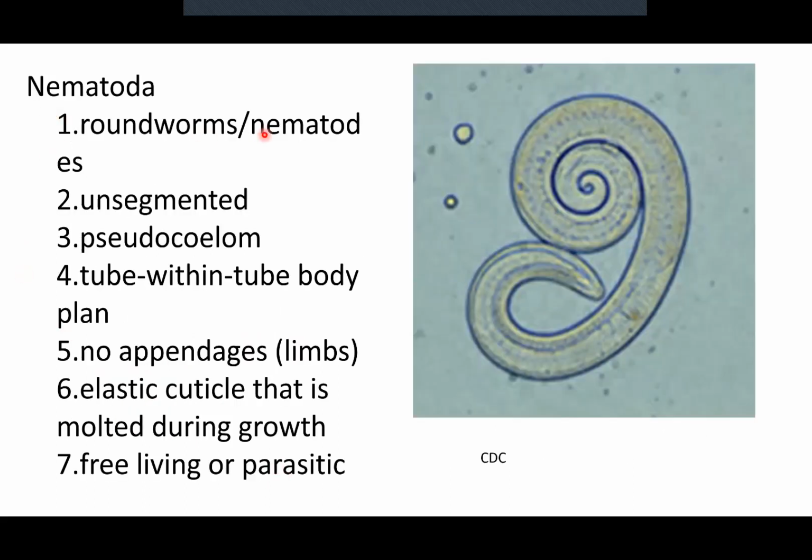Next are the roundworms, also known as the nematodes, which are unsegmented. They have a pseudocoelom, a tube within tube body plan, no appendages. They have an elastic cuticle. Remember, cuticles prevent water loss, and in nematodes, this is molted during growth, and they can be parasitic or they can be free living.